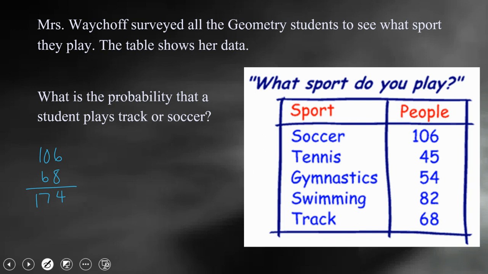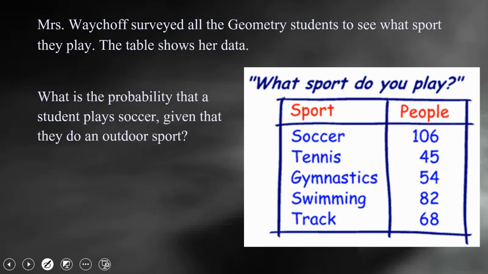Just to do that math a little quicker and not have to do the mental math. If we add up the 106, the 45, the 54, the 82, and the 68, we get a total of 355. So the probability of a student playing track or soccer would be 174 out of 355. Okay? What's the probability that a student plays soccer given that they do an outdoor sport?